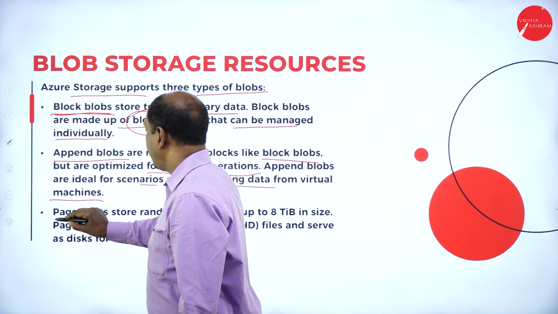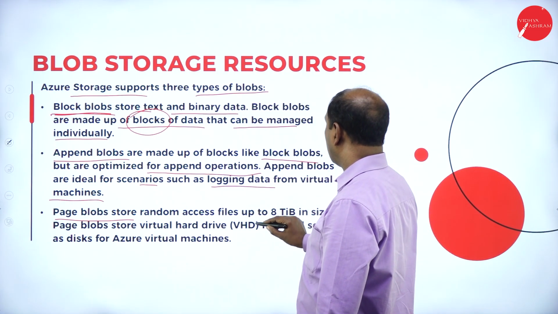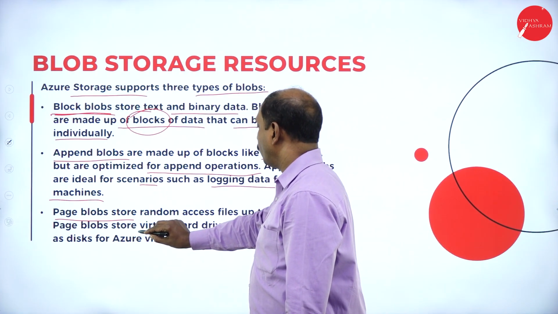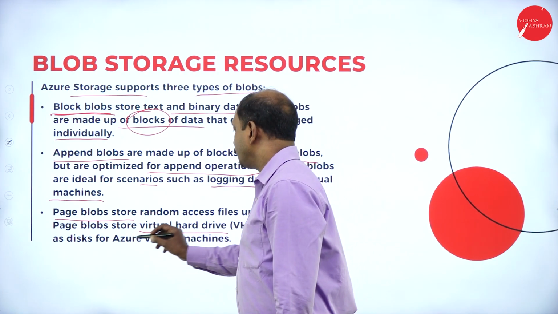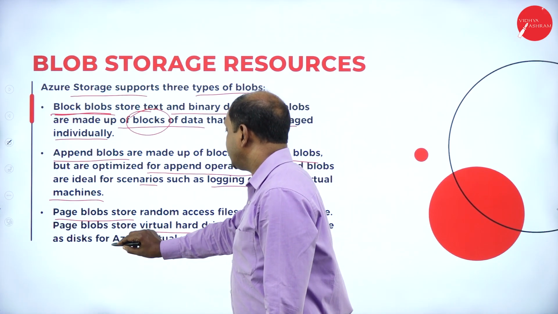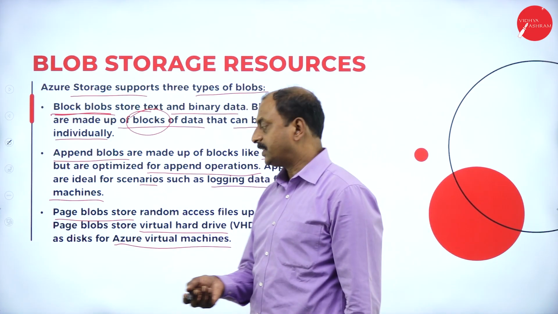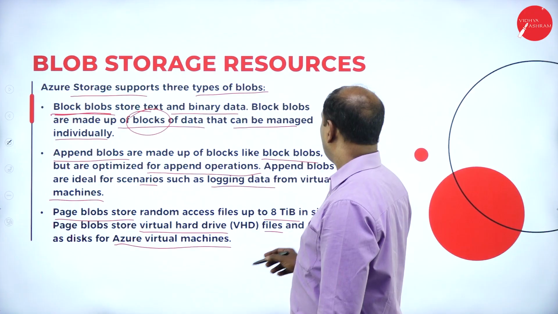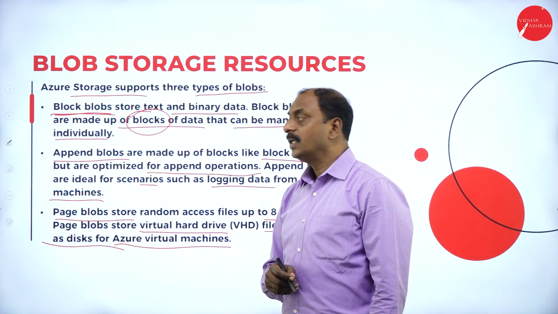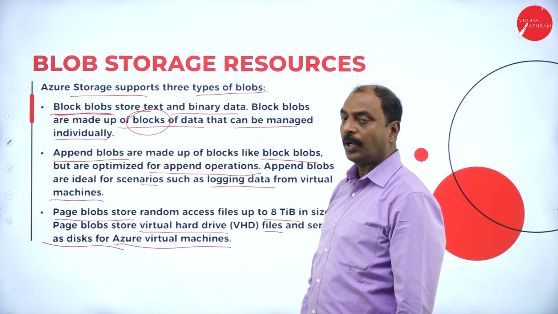Next one is page blob storage, which provides random access files up to 8 TiB in size. Page blobs store virtual hard drive files and serve as a disk for Azure virtual machines. So these are all the different types of blobs available in the Azure blob service.